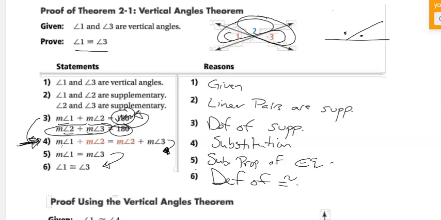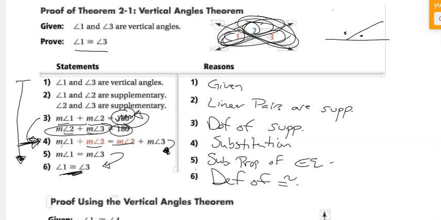We just went through a process of linking 1 and 2 together to make 180, 2 and 3 together to make 180, then setting them equal to one another, then subtracting something from both sides, and then ending up with what we want. This was a process of going from something we didn't know, using tools that we've already developed, to get something we did want, to show that 1 and 3 are congruent.